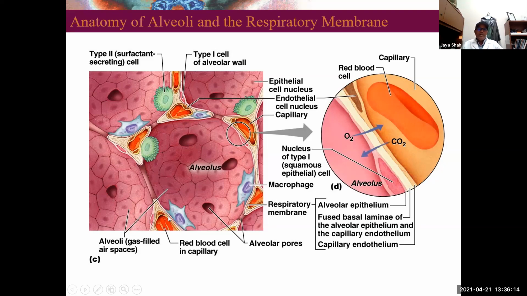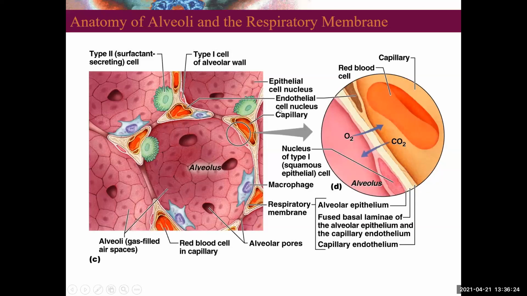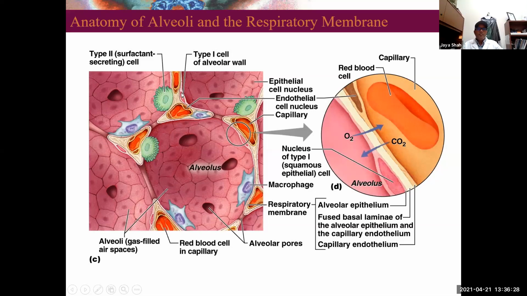So alveoli are made up of alveolar epithelial cells. You see the hexagonal cells. These cells are type 1 epithelial cells, type 1 cells of the alveolar wall. You see the nucleus? All these cells are type 1, and this is the transverse section of that cell. Here is one type 1 alveolar cell.